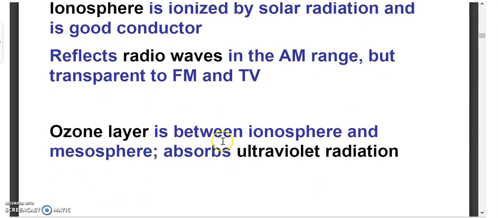Okay, so the ozone layer is between the ionosphere and the mesosphere. Ozone is basically O3 molecules, 3 oxygen atoms bonded together in a molecular bond. Anyhow, that is important to us because it absorbs most of the ultraviolet radiation, not all of it, but most of it. And ultraviolet radiation is very harmful to life.